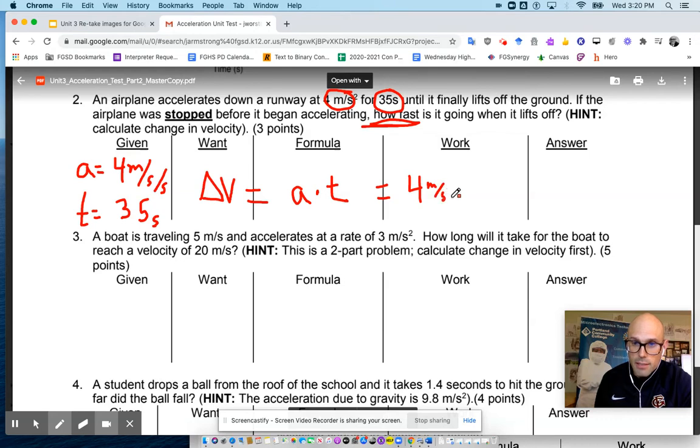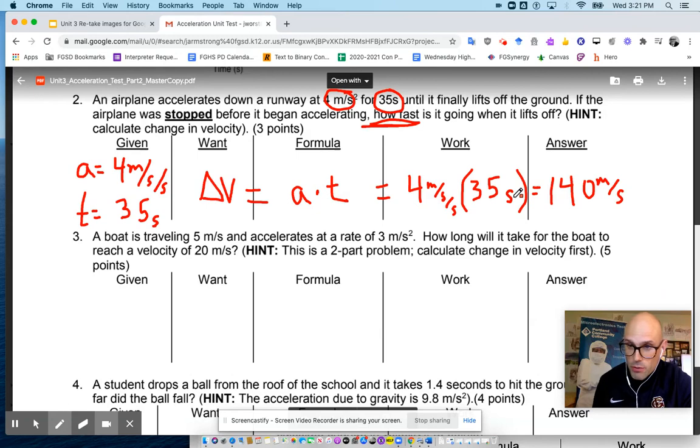I hope you guys like seeing me struggle with the mouse. 35 seconds, because I feel like it's only fair for you to see us struggle too if you're having a hard time. So 4 times 35, and since I remember from my key, that is 140 meters per second.